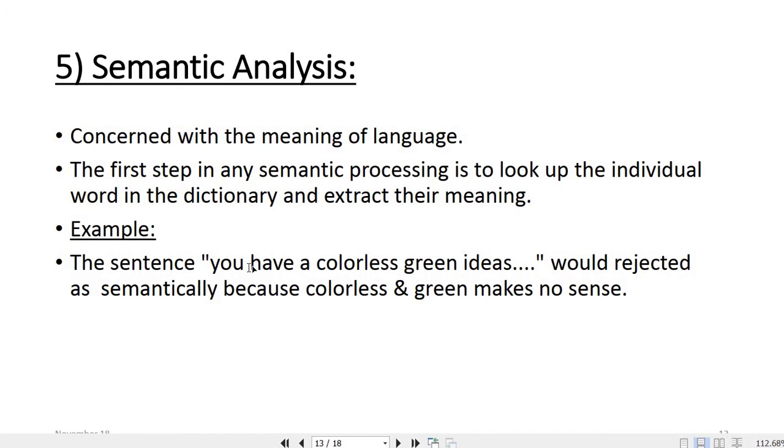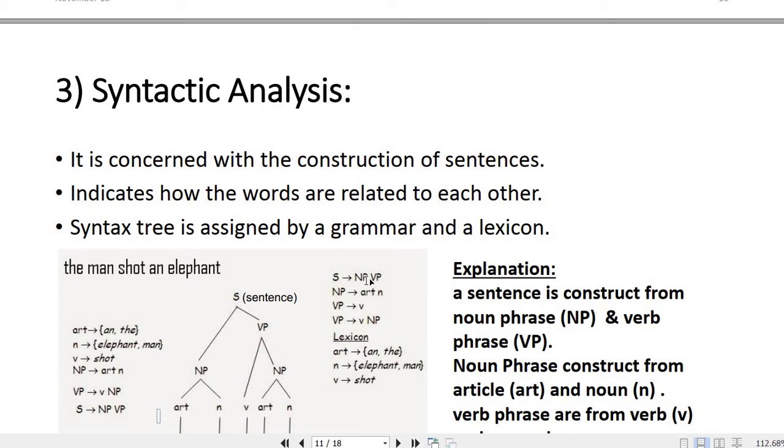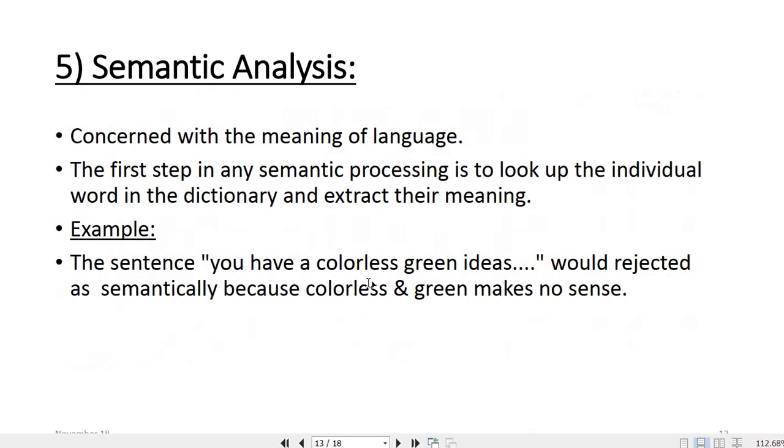So for example, the sentence "colorless green ideas" is rejected semantically because colorless and green make no sense. So in this example, colorless, tak ada warna, green, hijau. So colorless and green is not matching. So semantically it is wrong. But in terms of properties, in terms of lexical analysis and syntactic analysis, yes, it passes. Yeah, they pass. Sebab apa? They contain a subject, they contain nouns, they contain a verb.